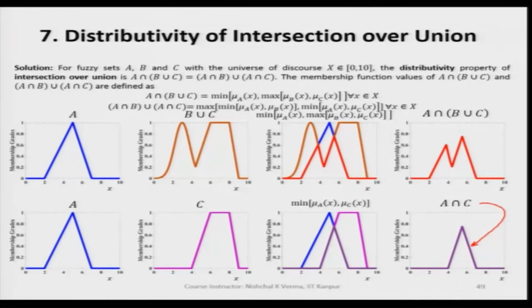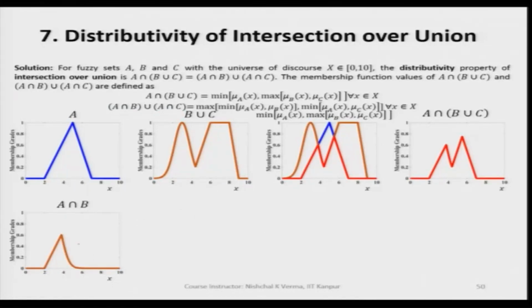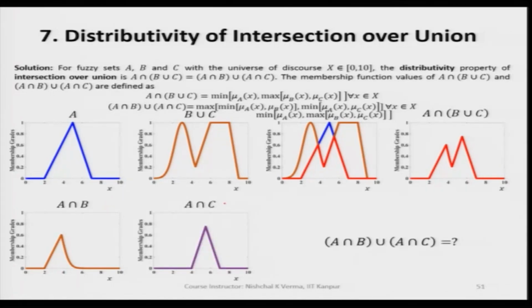So, after this we have to find the union of these two fuzzy sets. We now have A intersection C, and earlier we found A intersection B. Now we take the union of these two. Let us see how it looks.